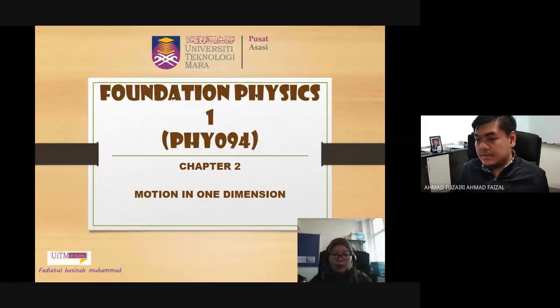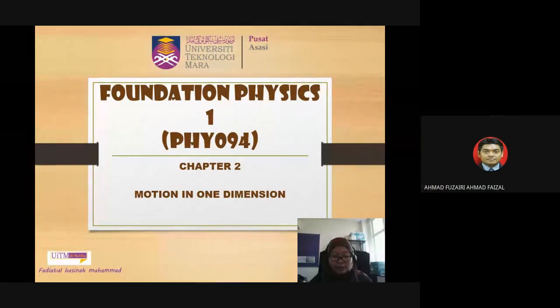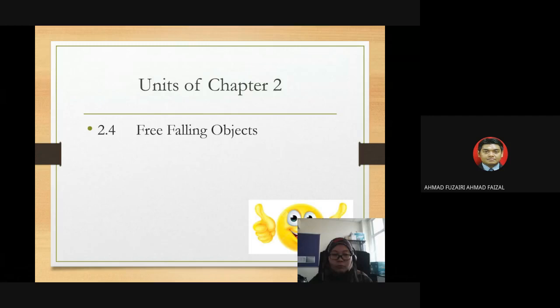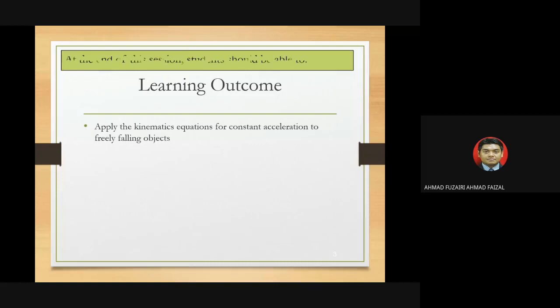Today we will continue chapter 2, which is motion in one dimension. For today, we will cover subunit of chapter 2, which is 2.4, free falling object. At the end of the session, students should be able to apply the kinematic equation for constant acceleration to free falling object.